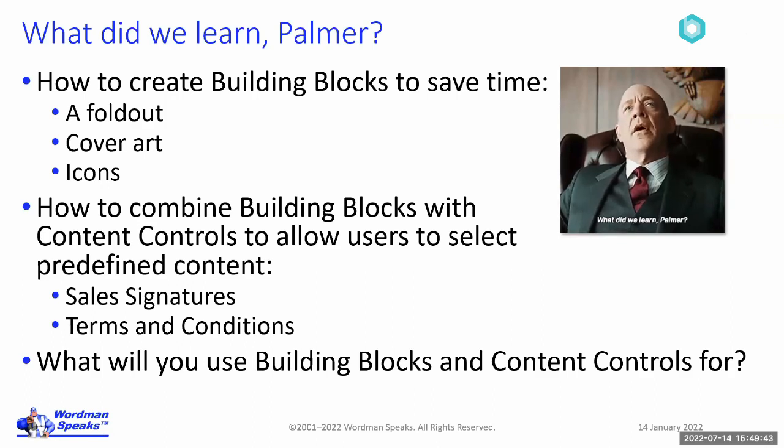We learned how to create building blocks to save us time. Things like a fold out or cover art or icons. All these things, if I have to go and look for the file or piece of content that's in a previous proposal, I've got to go and find that. If I'm doing a fold out, there's like 30 steps to doing that. Wouldn't it be nice to do it in one click?